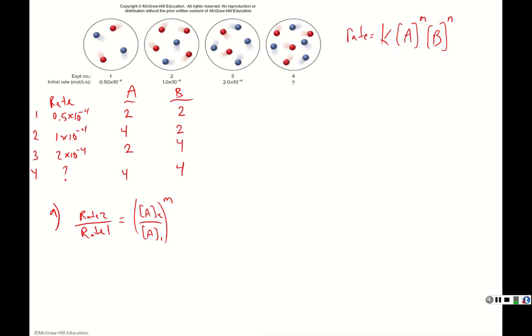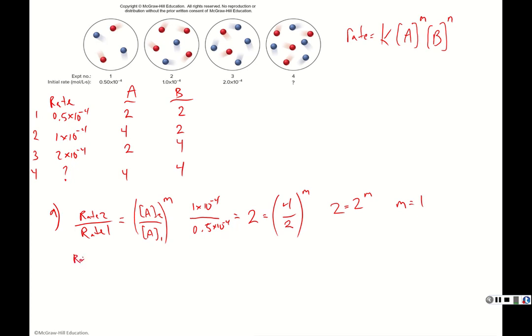Let's plug those values in now. We'd have 1 times 10 to the minus 4 divided by 0.5 times 10 to the minus 4 for the rates, so that equals 2, and that equals the concentrations 4 and 2 to the m power. So here we have 2 equals 2 to the m power, so m has to be 1.